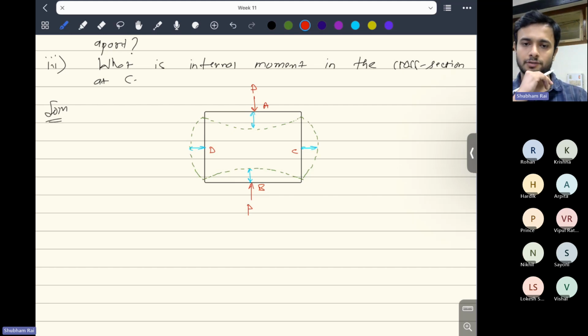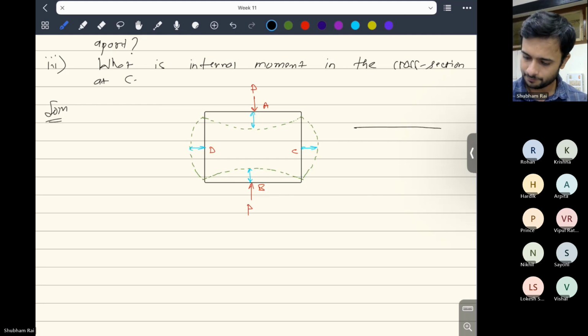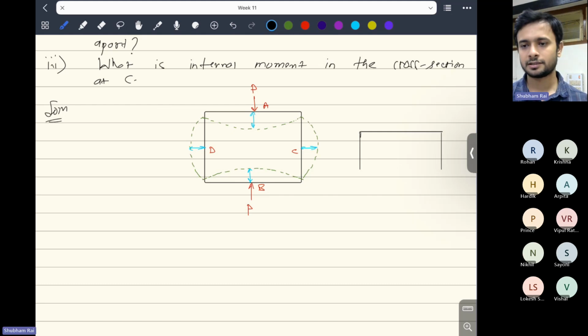So how will you start solving it? Firstly, we'll try to find out axial force in the cross section. So let me just draw this diagram here. You have to use a lot of free body diagrams. It's a very interesting question. It may look like it's very difficult, but you will see how easily we will solve this question.